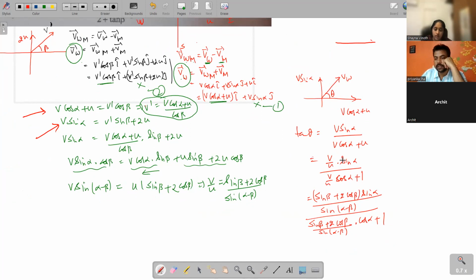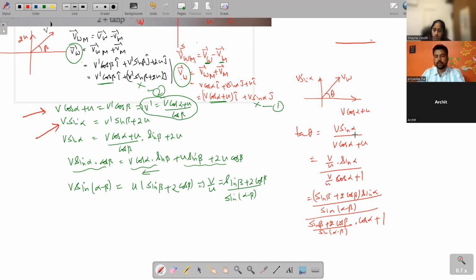This one, yeah, I just took u common from here. So this is v by u cos alpha plus 1, and this u that you took common will go to the numerator and it will again make this term v by u. So how can it? How does it go to the numerator?